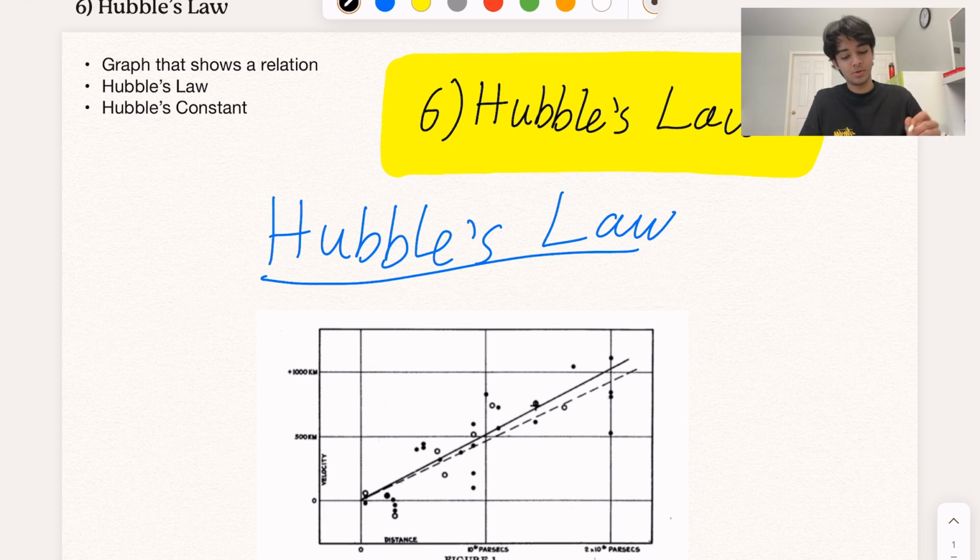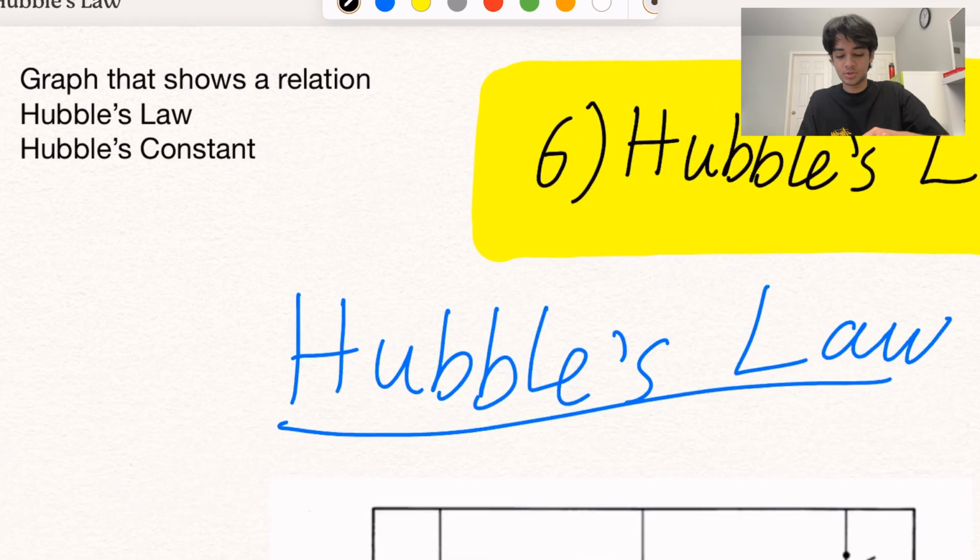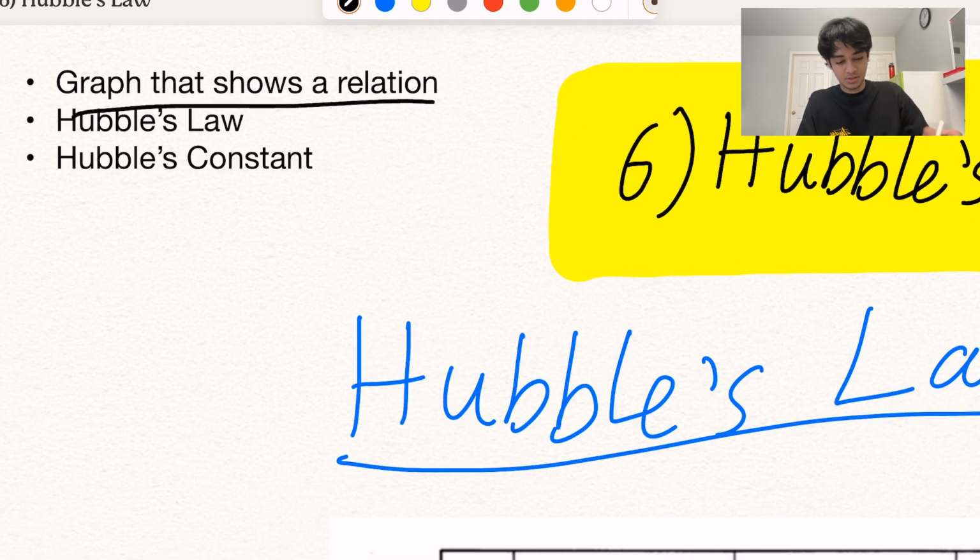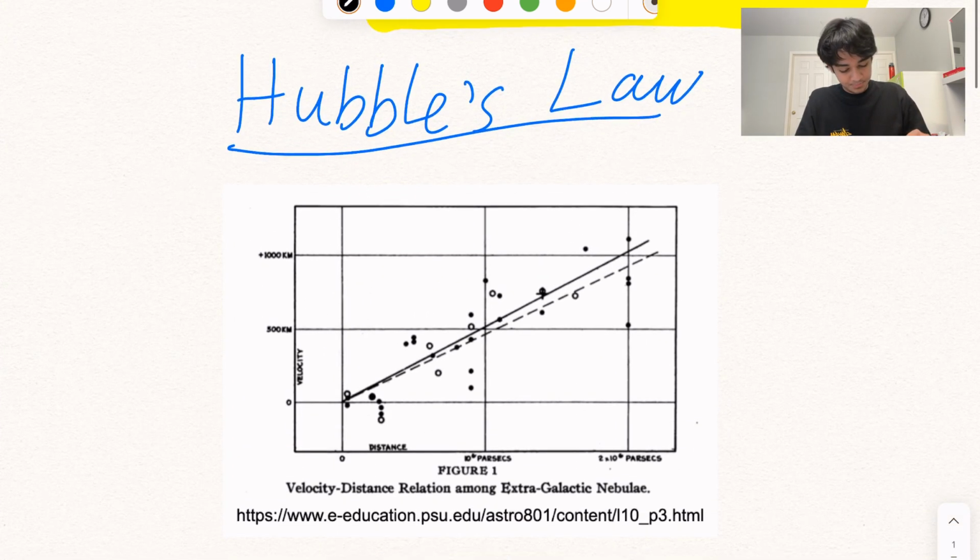In this video, we'll be going over Hubble's law. We'll start by showing a graph that shows the relation of Hubble's law. We'll talk about the actual Hubble's law formula and the Hubble's constant. So let's start by looking at this graph.